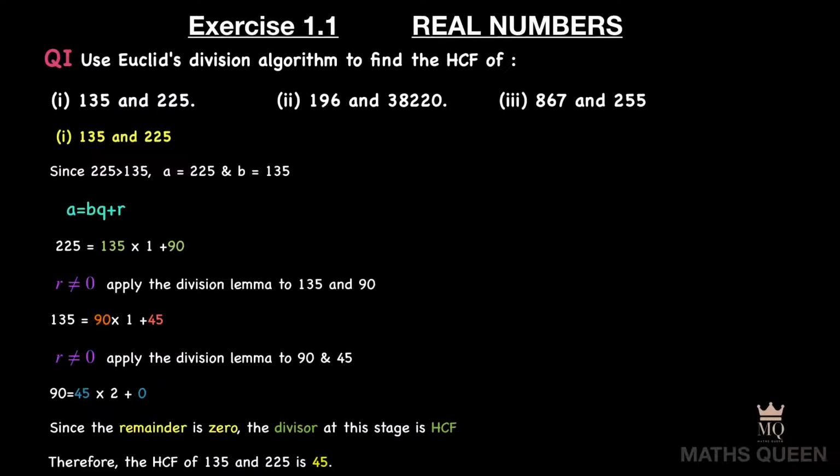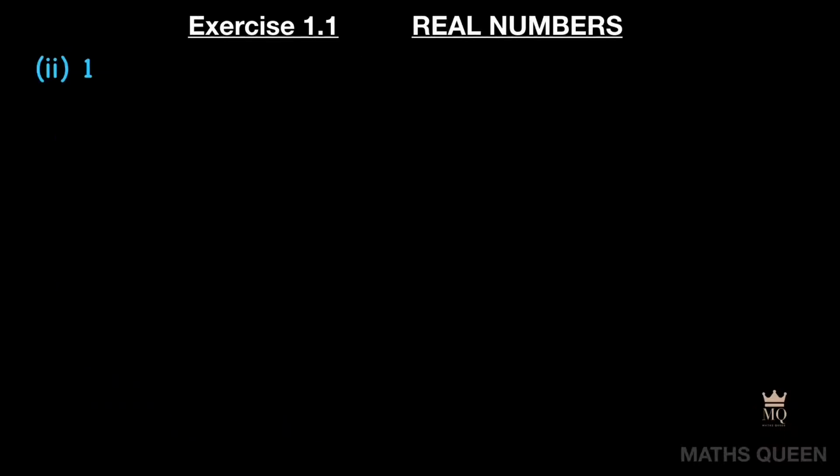So in these types of questions, we take the larger number as a and the smaller number as b. We divide and look at the remainder. If the remainder is 0, then the divisor will be the HCF. If the remainder is not equal to 0, then we divide the divisor by the remainder, and we continue the step till we get the remainder as 0. Once the remainder becomes 0, the divisor will be your HCF. It's simple, right? Moving on to the second sub-question, 196 and 38220.